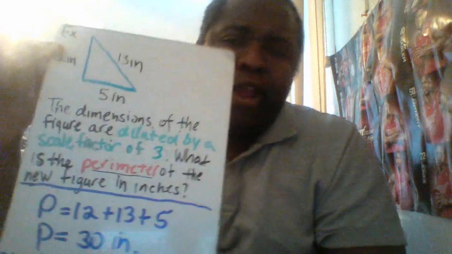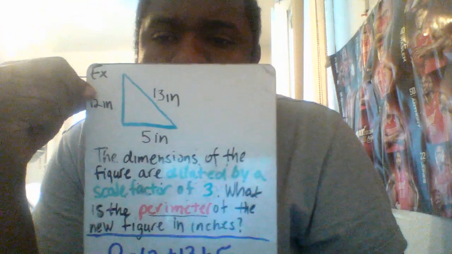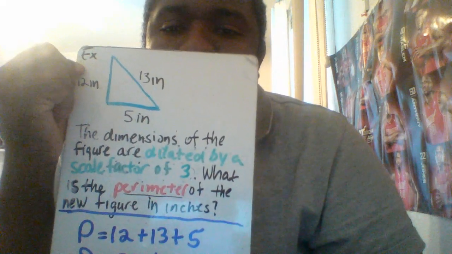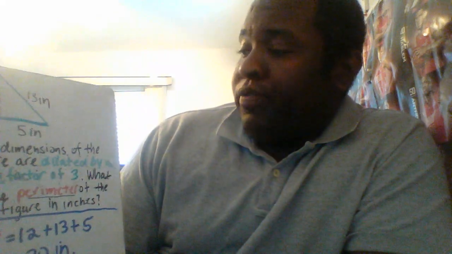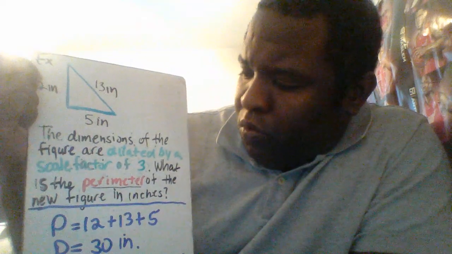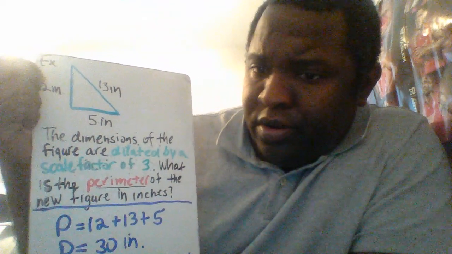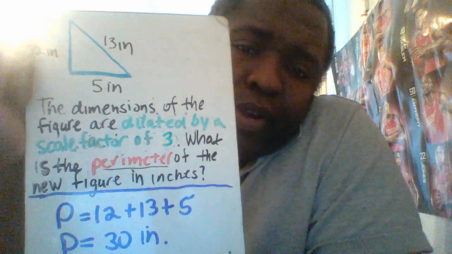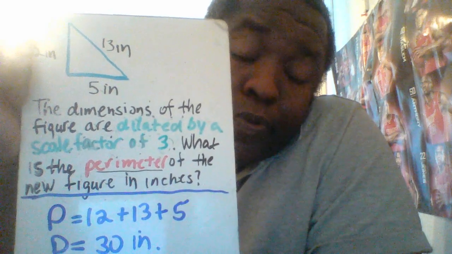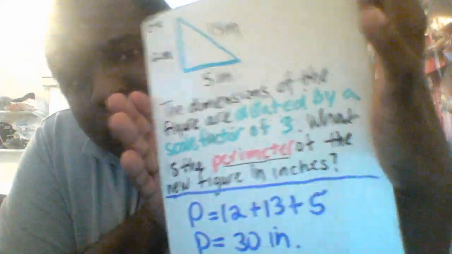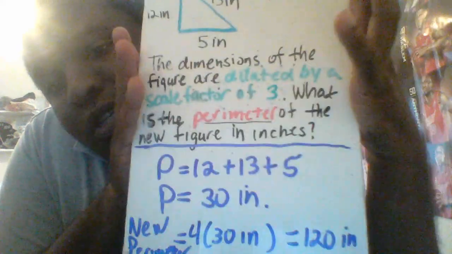Okay, so we're done with area. Let's do one with perimeter. It says the dimensions of the triangle are dilated by a scale factor of 3. They're asking what is the perimeter of the new figure in inches? We know our scale factor is 3, and they're looking for perimeter. Do we do a squared? No, we just multiply times A. Perimeter means we add up all the sides. So what's that? 12 plus 13 plus 5.